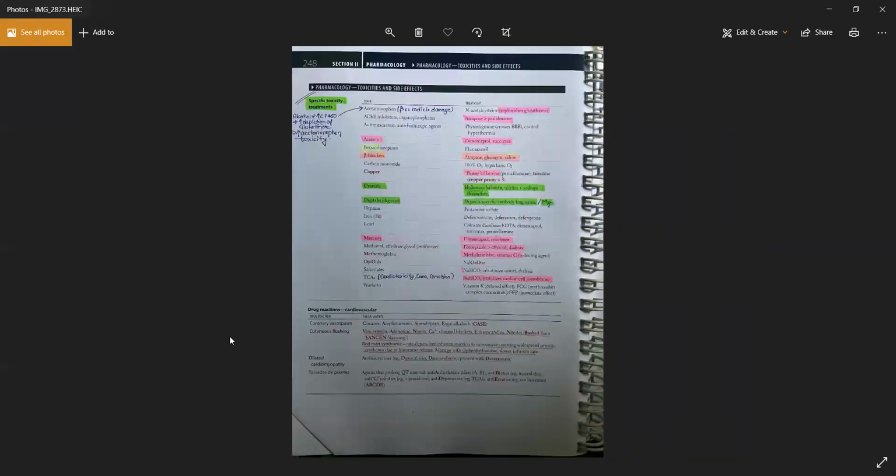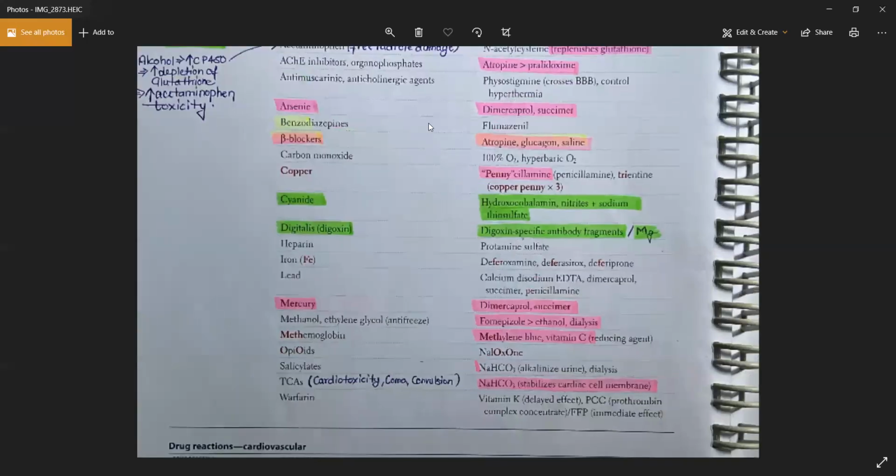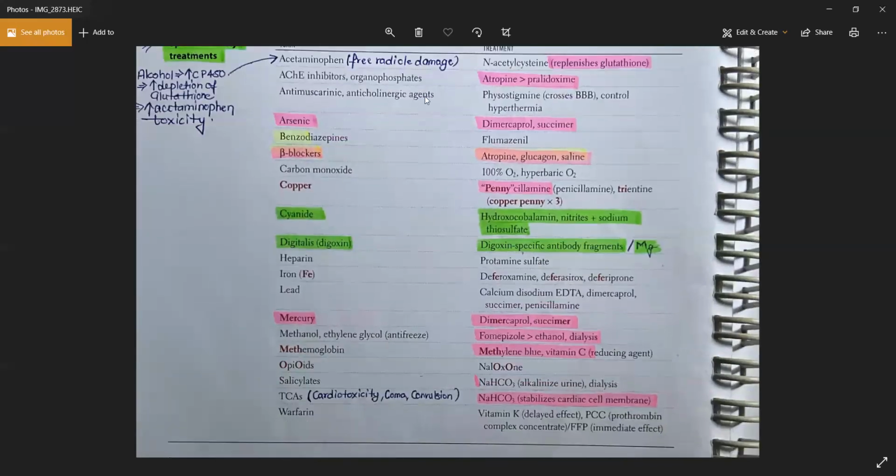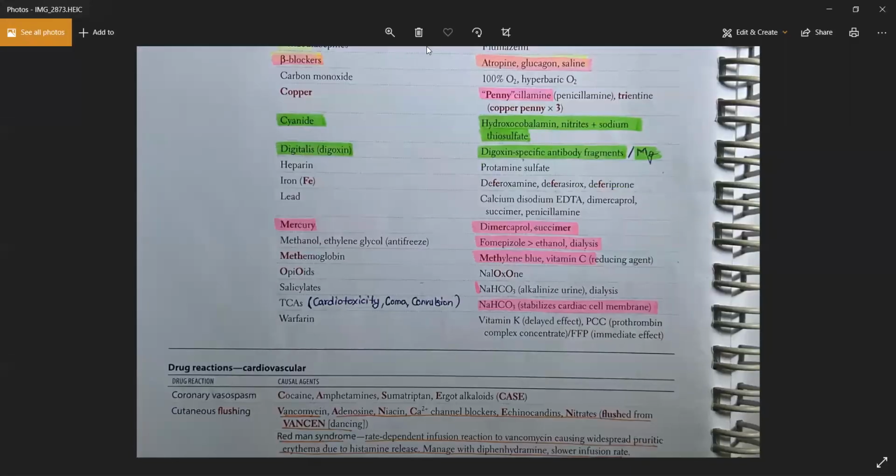Okay, so now we discussed the different toxicities and side effects of certain drugs and how you would treat these conditions. First, in case of acetaminophen toxicity, how does the toxicity of acetaminophen occur? Tell me. I think it's mitochondrial dysfunction. An oxidative injury. Yeah, exactly.